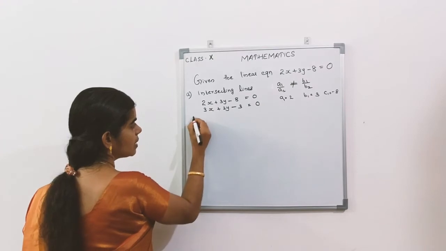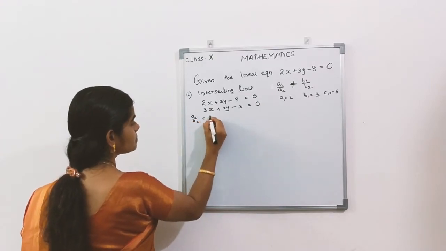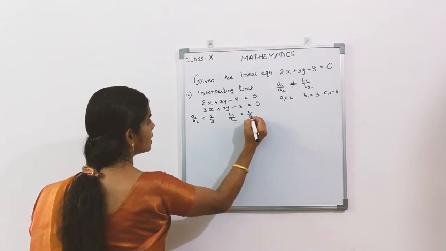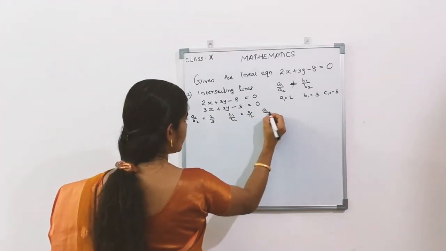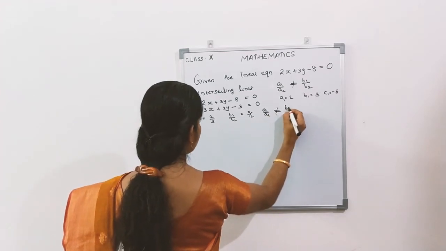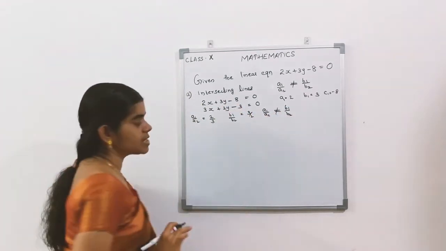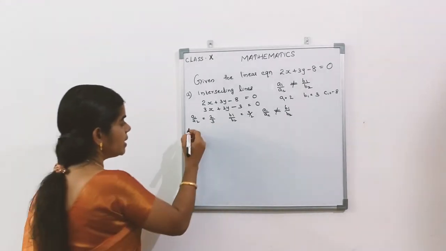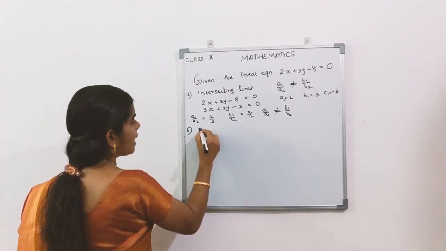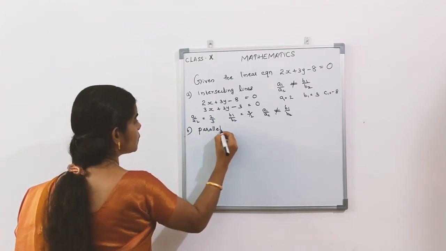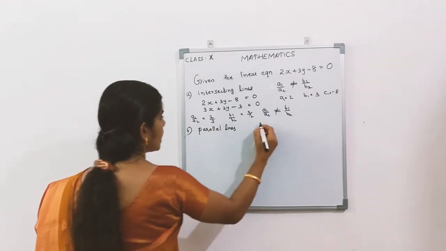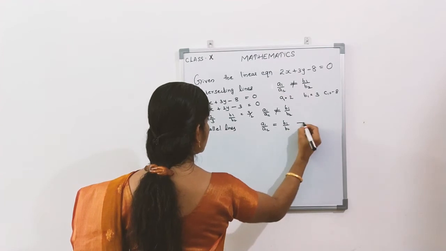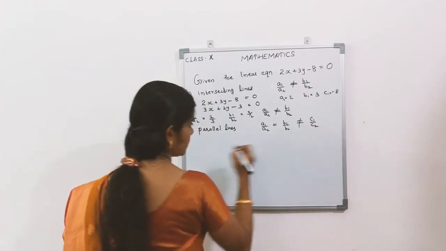Then just look. Here a1 by a2 equal to 2 by 3. b1 by b2 you got 3 by 2. a1 by a2 not equal to b1 by b2. Therefore the graphical representation of these two lines will be intersecting lines. Next I am writing parallel lines. What is the condition for parallel lines? a1 by a2 equal to b1 by b2 not equal to c1 by c2.